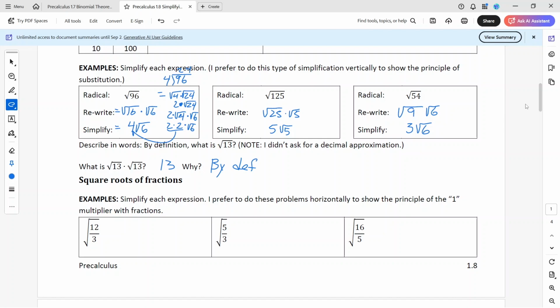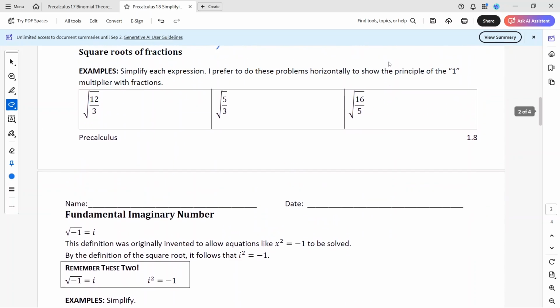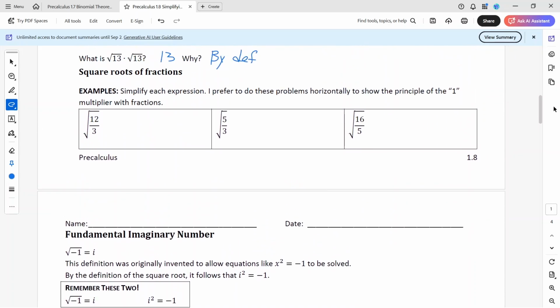So the reason that's important is that when I get to what they call rationalizing the denominator, then that little definition of the square root of 13, or whatever it might be, becomes important. You should always simplify what's inside your radical first. I just happen to recognize that 12 divided by 3 is 4, and the square root of 4 I know is one of those perfect squares, so it's 2.